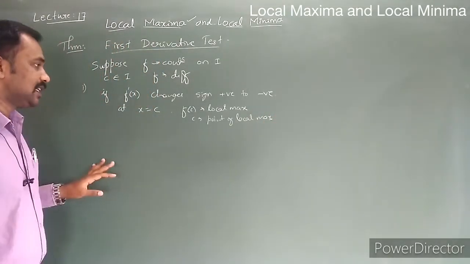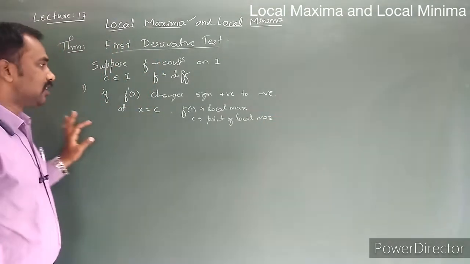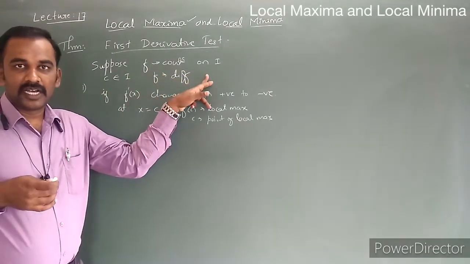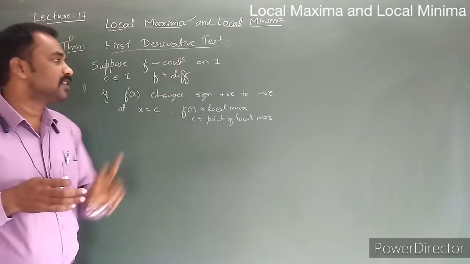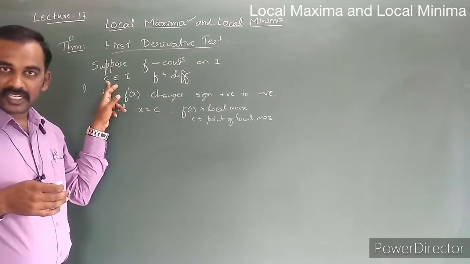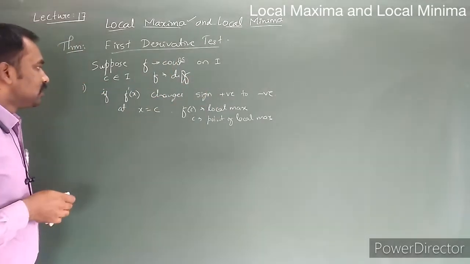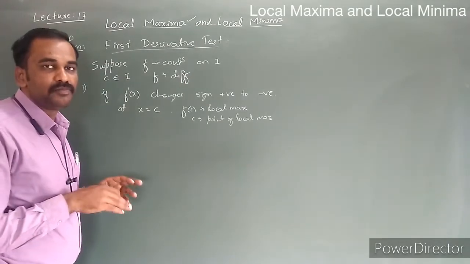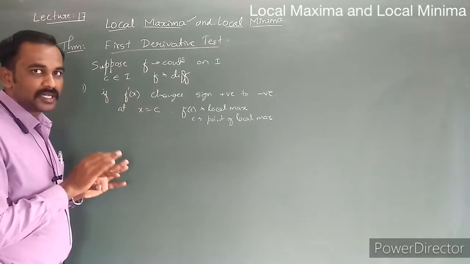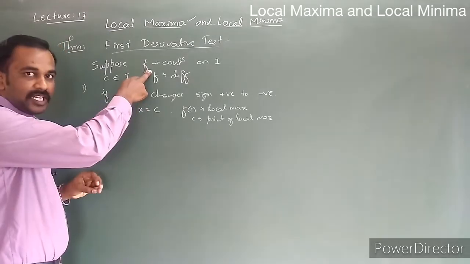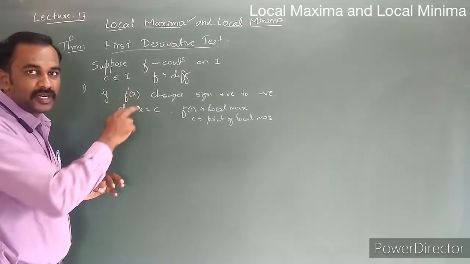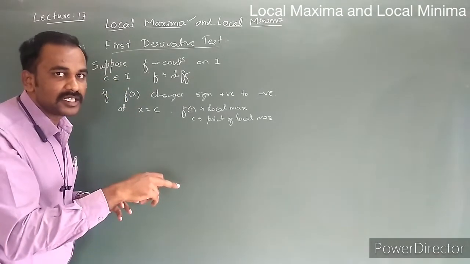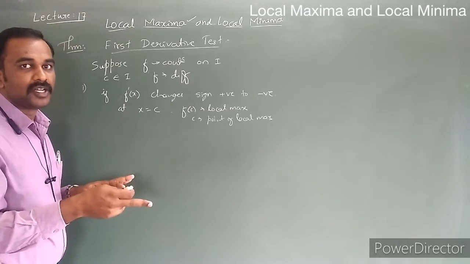Once again, listen to the statement very clearly. Suppose f is a continuous function on I and differentiable on that same interval I. There exists a point c in that interval I. Then if f dash of x changes sign from positive to negative, what is meant by f dash of x? It is the first derivative of the given function, which is nothing but the slope of the tangent. The slope of the tangent changes from positive to negative.